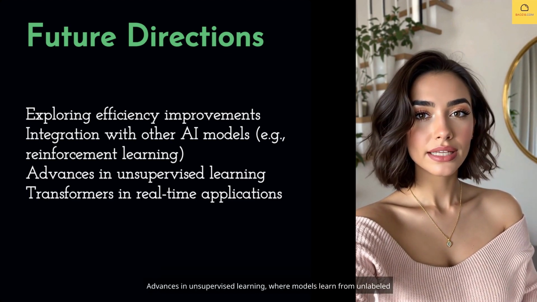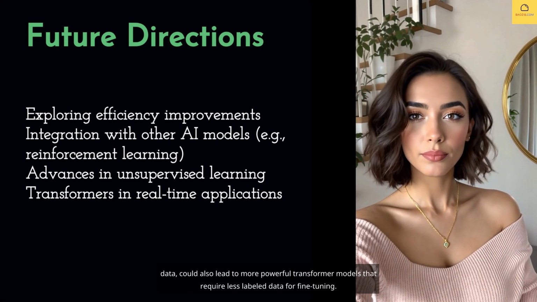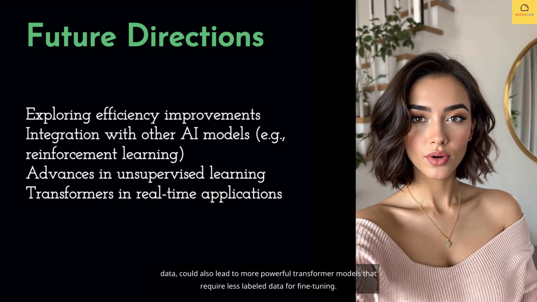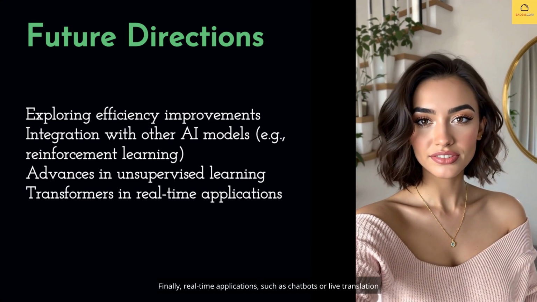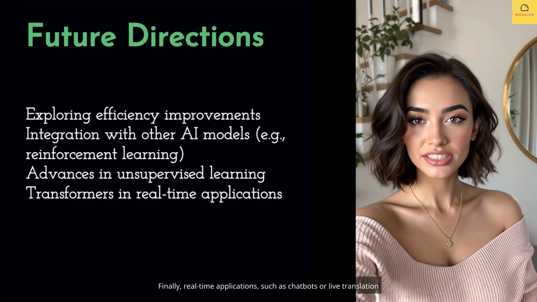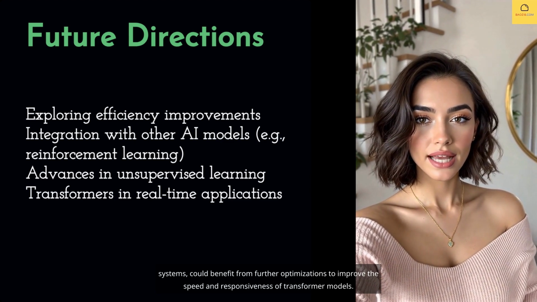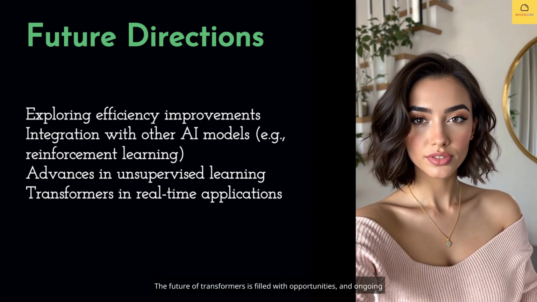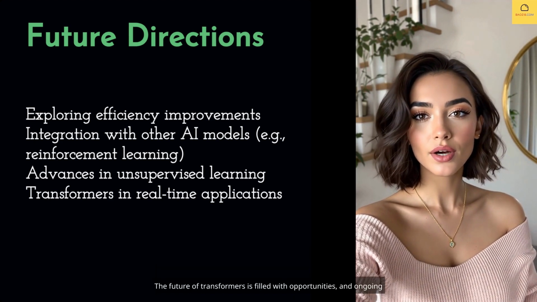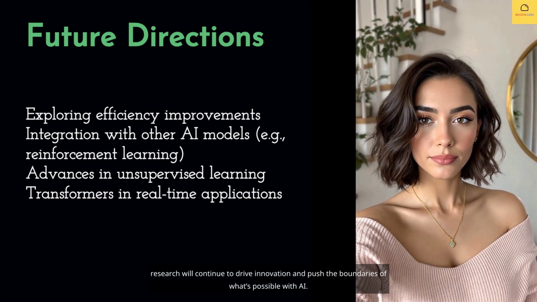Advances in unsupervised learning, where models learn from unlabeled data, could also lead to more powerful transformer models that require less labeled data for fine-tuning. Finally, real-time applications, such as chatbots or live translation systems, could benefit from further optimizations to improve the speed and responsiveness of transformer models. The future of transformers is filled with opportunities, and ongoing research will continue to drive innovation and push the boundaries of what's possible with AI.